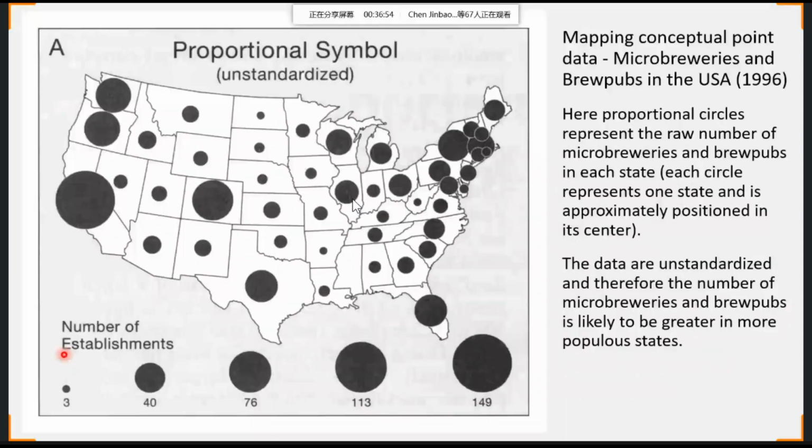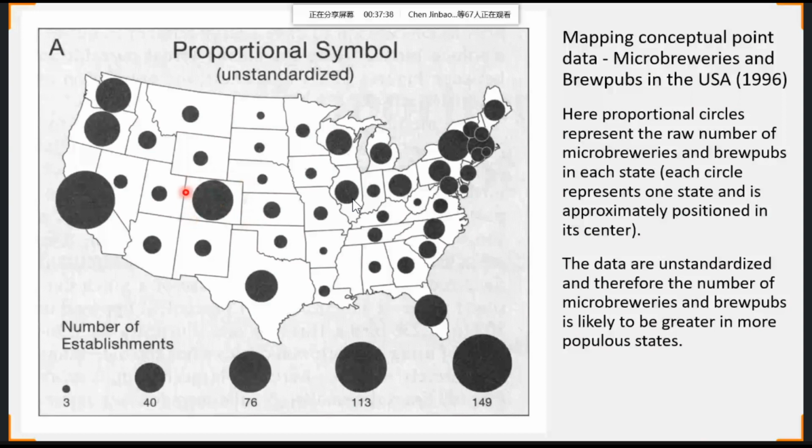The first example here. So we have a proportional symbol map. This one here is unstandardized. And we map here conceptual points about microbreweries and brew pubs in the United States. Here, proportional circles represent the raw number of microbreweries and brew pubs in each state. So each circle represents one state and is approximately positioned in its center. So it does not refer to the exact location, it refers to the whole area.